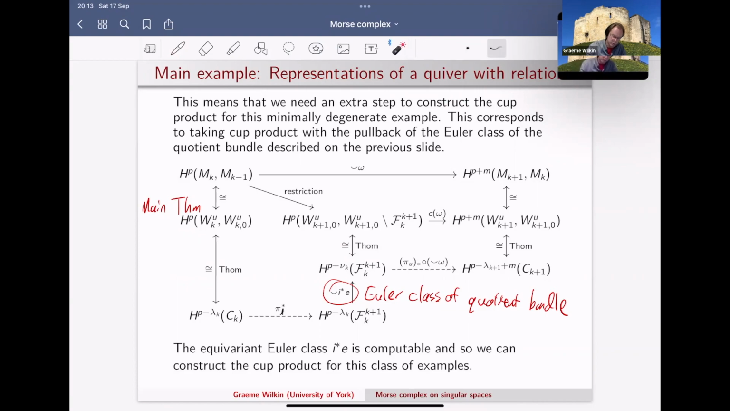And the point here is that the Euler class is computable. So we can actually write down what it is in terms of a polynomial in this polynomial ring. And also, I didn't really say which classes we're cupping with up here, but essentially this cup product with the Euler class doesn't interact with the cup product with the classes that I'm interested in. Okay, so that's good. So we can recover the cup product on the ambient space in this way.